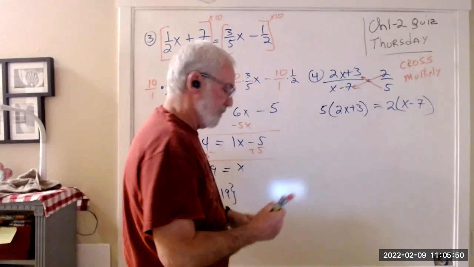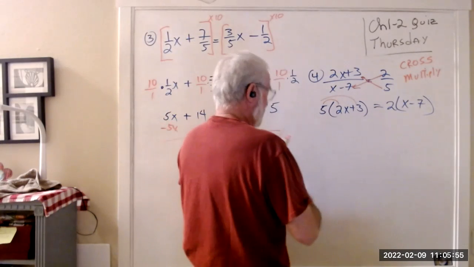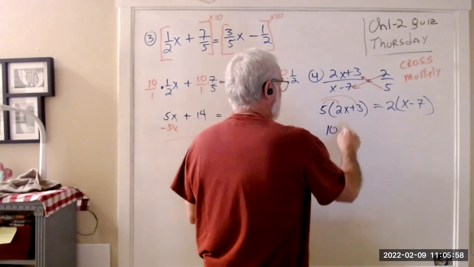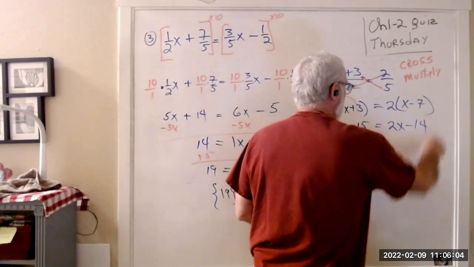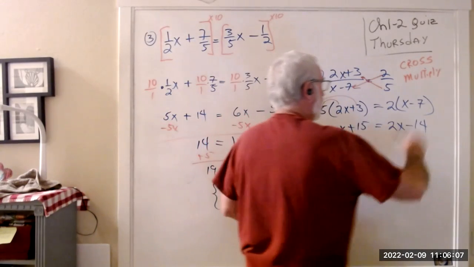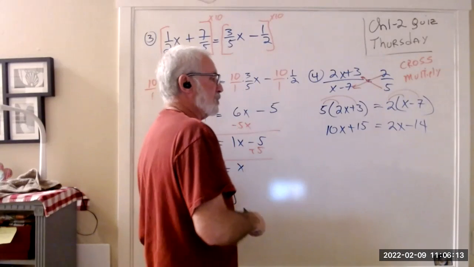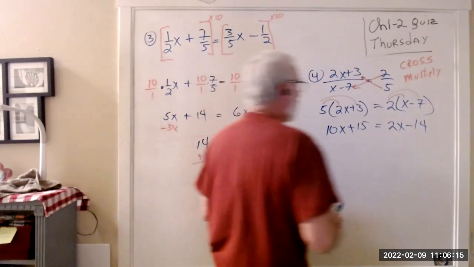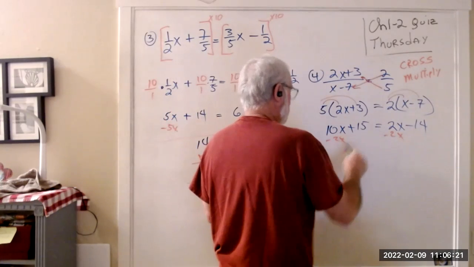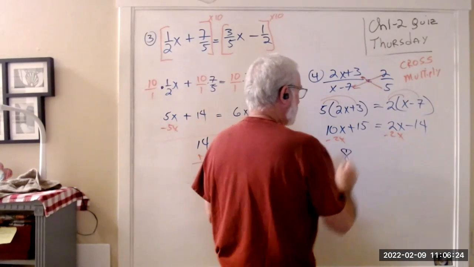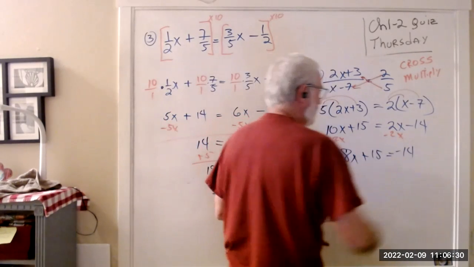So if we distribute now, get rid of parentheses, that's going to give us 10x plus 15 equals 2x minus 14. Again, distribute here. Much nicer, no more fractions. Get the x's together. So I'm going to take away 2x from both sides. 10 take away 2 is 8x. Plus 15 equals negative 14.